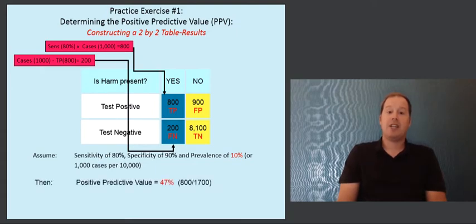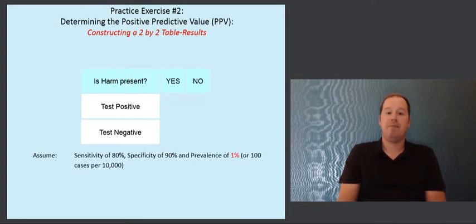Now, to get the positive predictive value here, we take the number of true positives, 800, and divide by the total number of positive tests, 800 plus 900, or 1,700. The positive predictive value for this scenario is 47%, which means about half the time the test comes up positive, the person truly has the condition. That's not a horrible PPV, but it's also not perfect. It's a coin flip's chance that the test is going to accurately diagnose the condition.